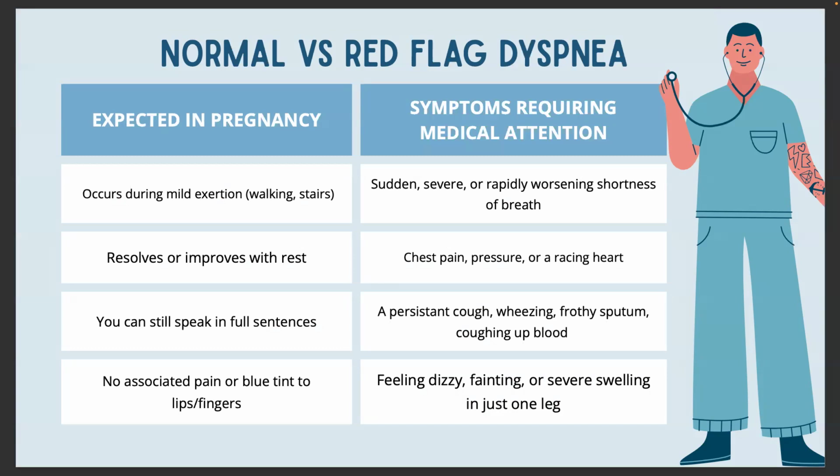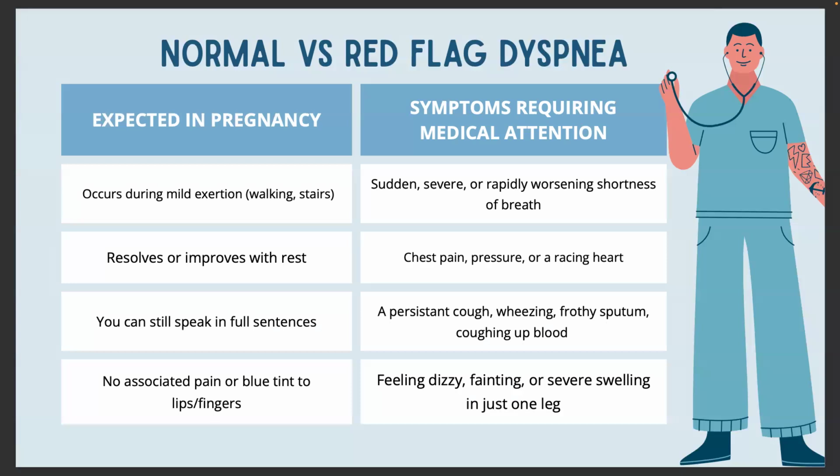Chest pain and palpitations. The increased blood volume and the cardiac workload raise the risk of cardiac complications like arrhythmias and peripartum cardiomyopathy. We'll get into that a little bit later on. Coughing up blood or wheezing can indicate a PE or severe infections, or even both, which are going to progress faster in pregnancy due to the changes in the immune system as well as the circulatory system.